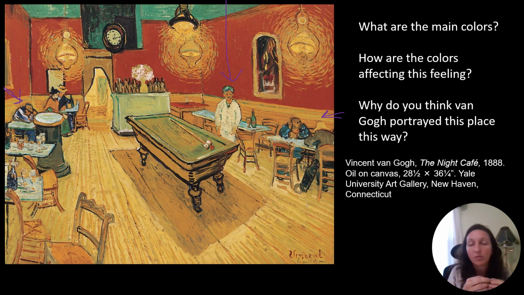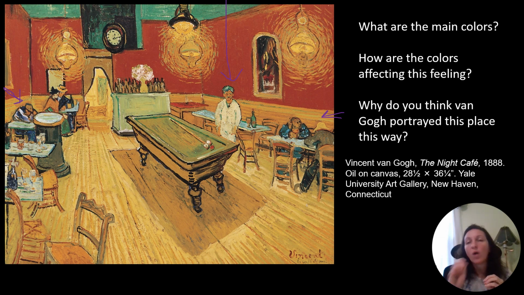So let's talk more about color again. So what are the main colors? They're yellow, green, and red. Now, let's first think about the green. Is it a vibrant, earthy green of fresh leaves, right? Or is it kind of a sicklier green? So how are the colors affecting the feeling or the mood of the room, right? Does it feel cool and calm, or does it feel kind of warm and sweaty a little bit, right?